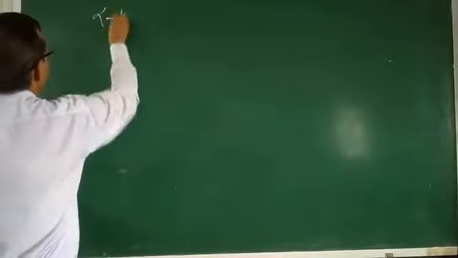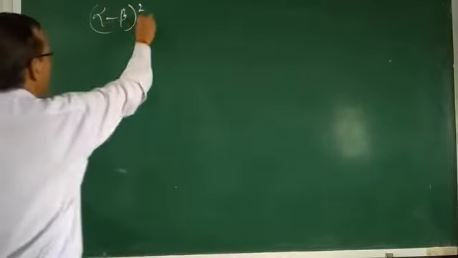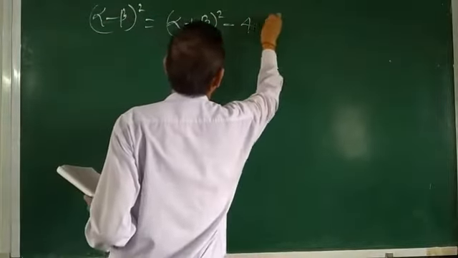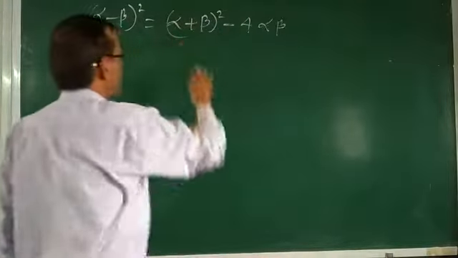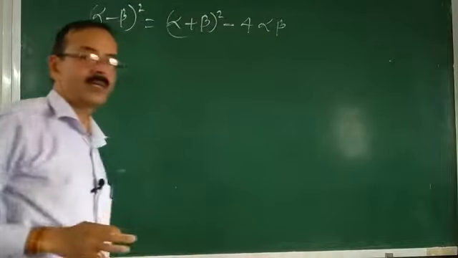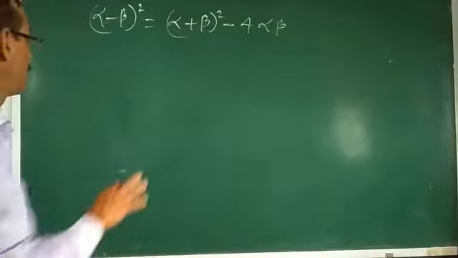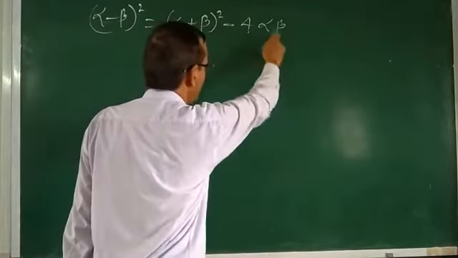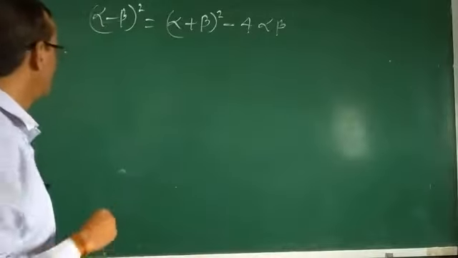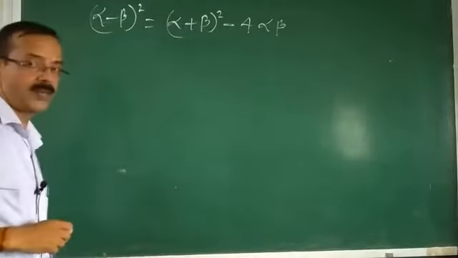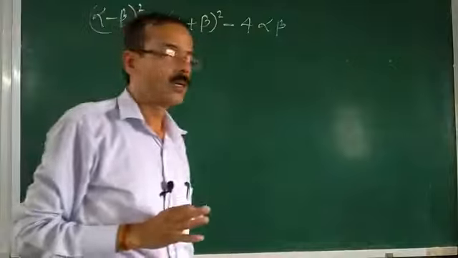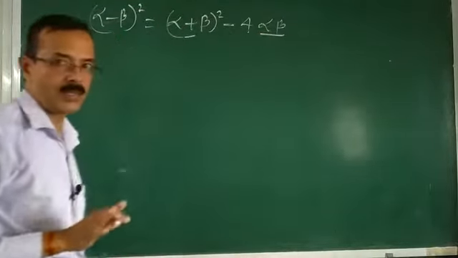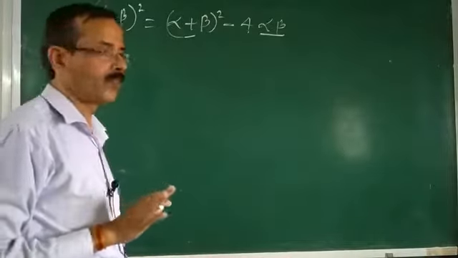I am going to write that alpha minus beta whole square, we can write as alpha plus beta whole square minus 4 alpha beta. Because we know both these values, we have to arrange to find alpha minus beta whole square equal to alpha plus beta whole square minus 4 alpha beta. So if any question comes asking to find alpha minus beta, first you should know this from the equation, and easily you can find it because the two formulas are already given.